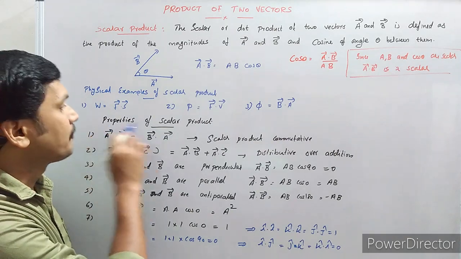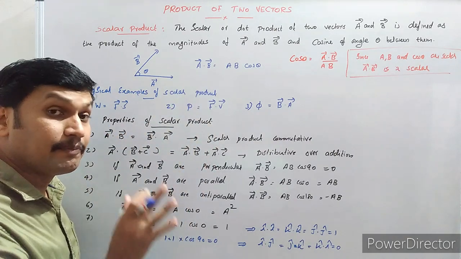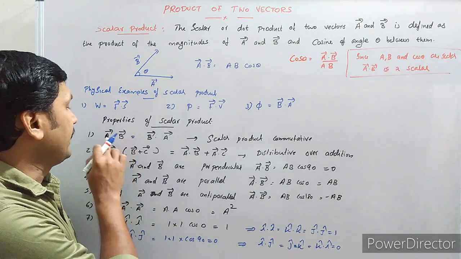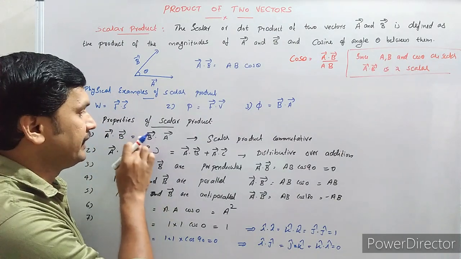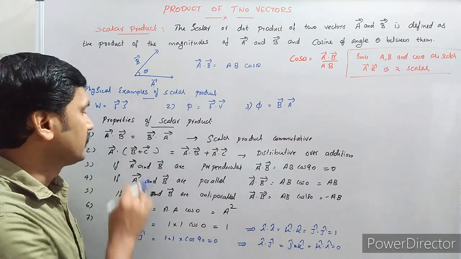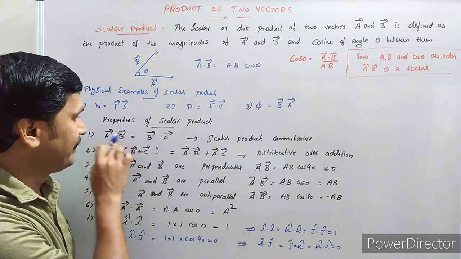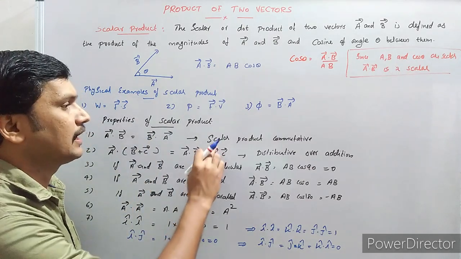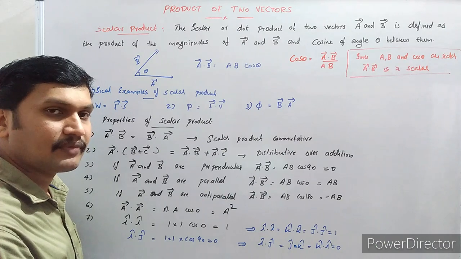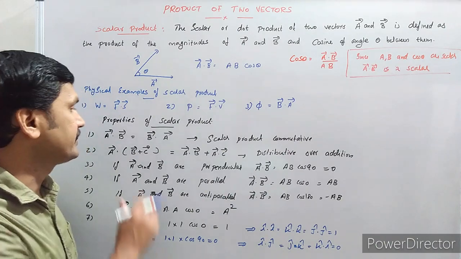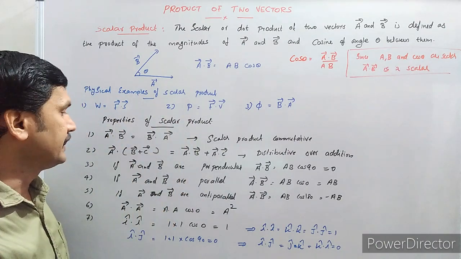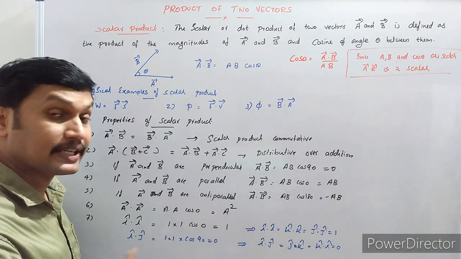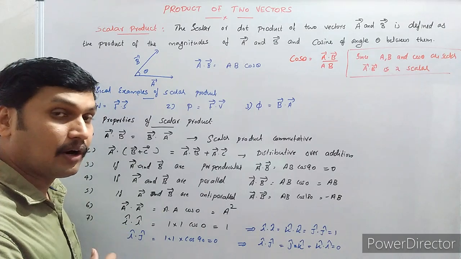Now let us see some important properties of scalar product. A dot B is equal to B dot A. That is, vector A dot vector B is equal to vector B dot vector A. So we can say the scalar product is commutative. That is, A dot B equals B dot A. Then it is distributive over addition.